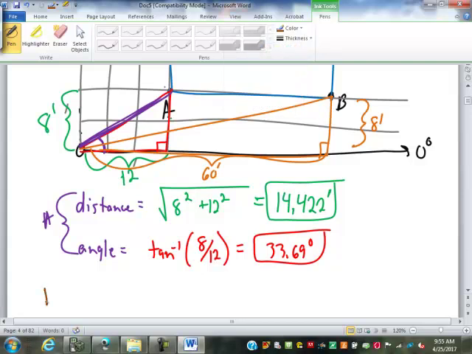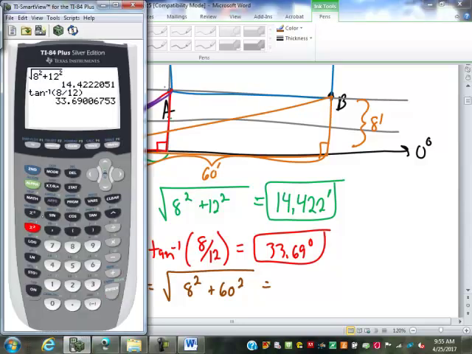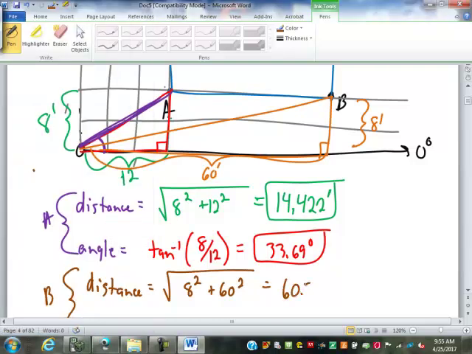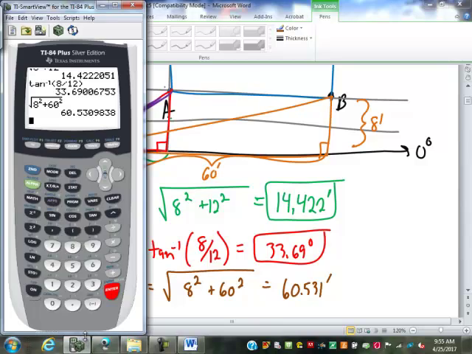For point B, how are we going to find the distance? Square root of 8 squared plus 60 squared. Very good. 60.531. Oh, I did 12, sorry. It's got to be 8. There you go.